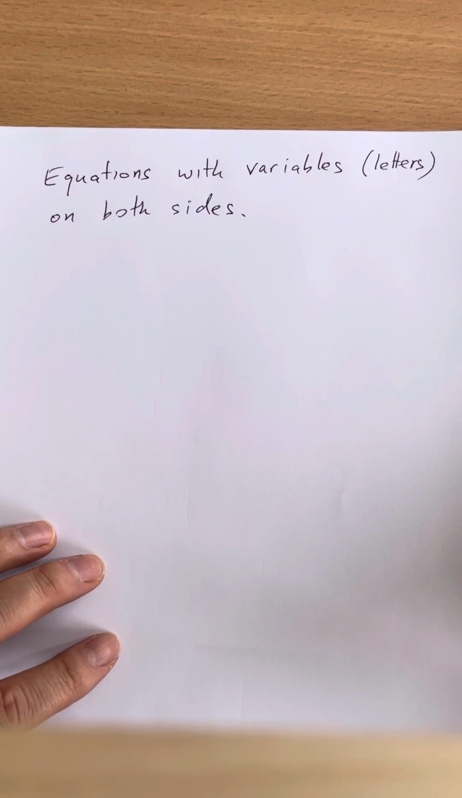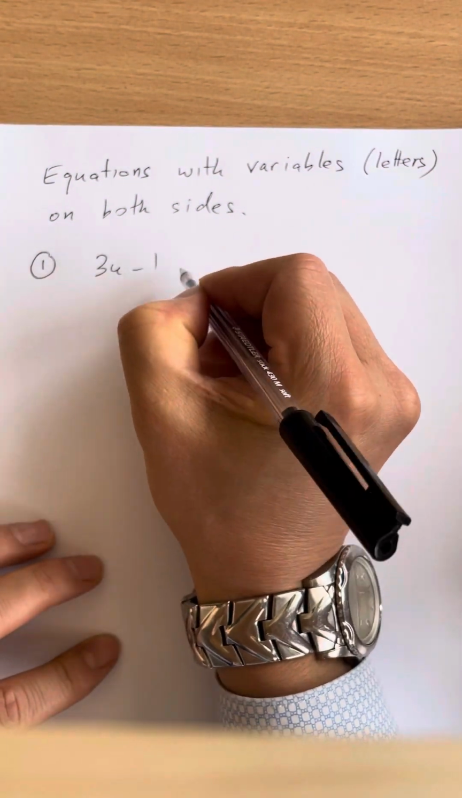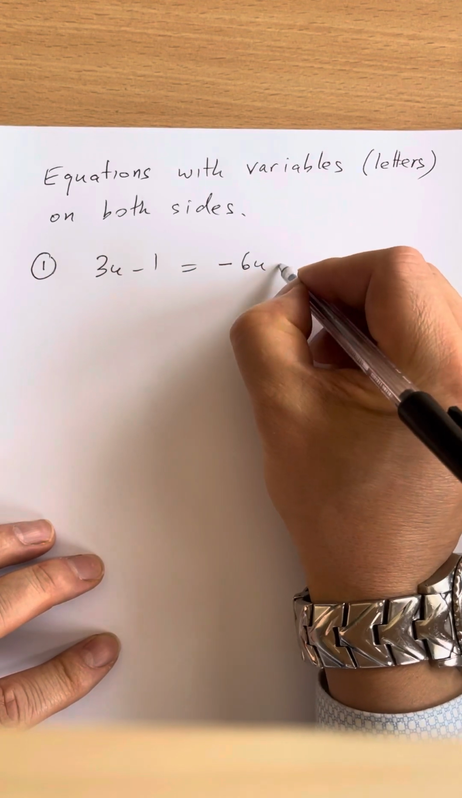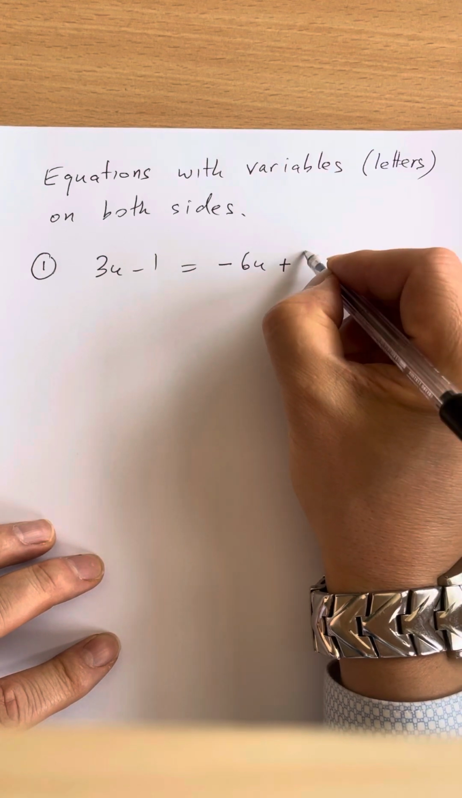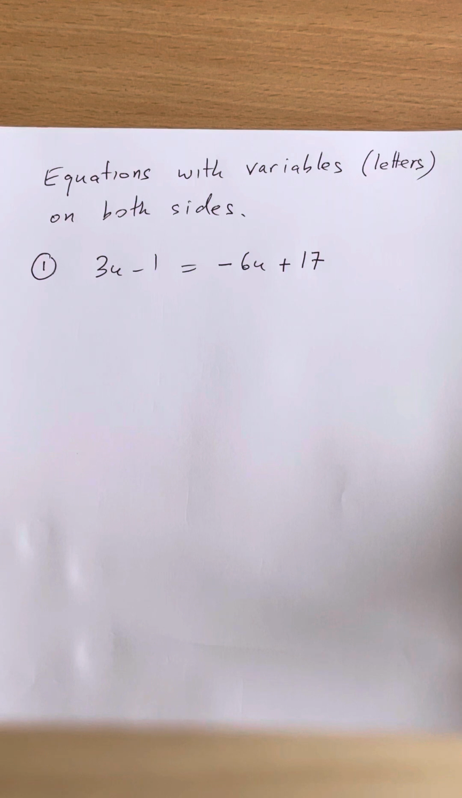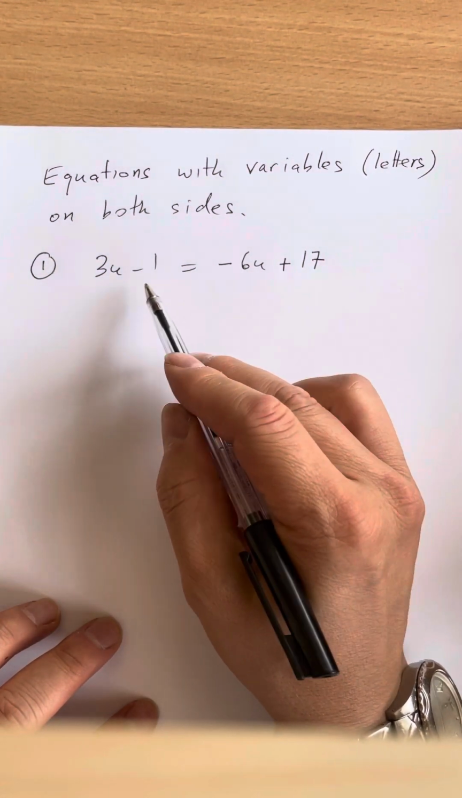What do you do when you have letters on both sides? For example, if you have 3u minus 1 equals minus 6u plus, let's say, 17, just to make up on the spot, what do you do when you have letters on both sides? Well, Happy Buddha Math says that you get rid of the smaller variable. So the one with the smaller one is the minus 6u.